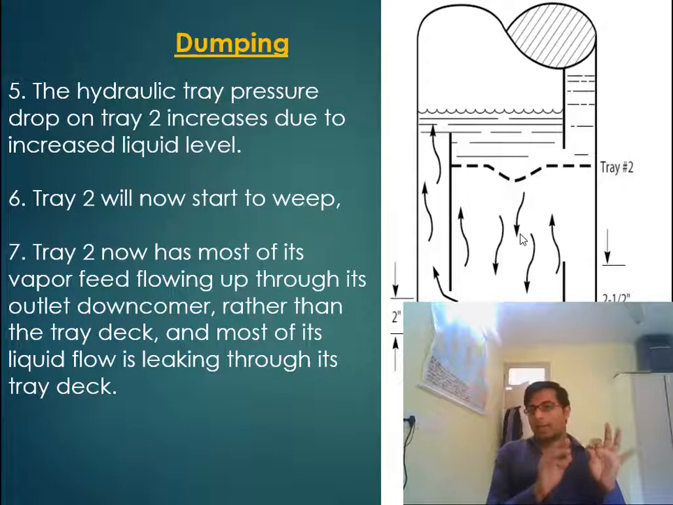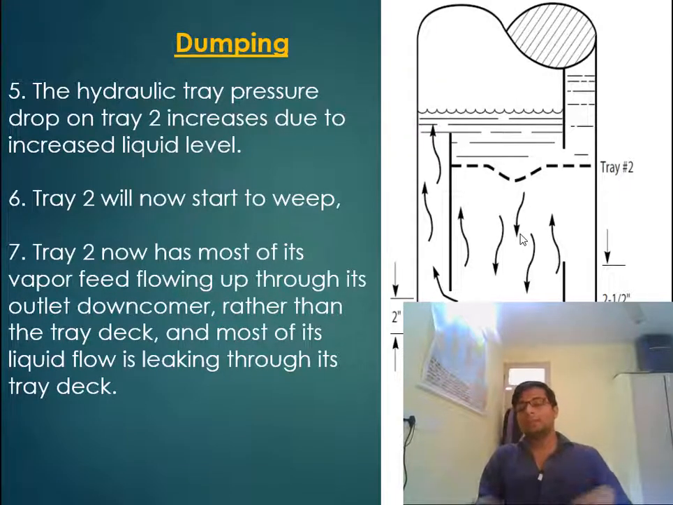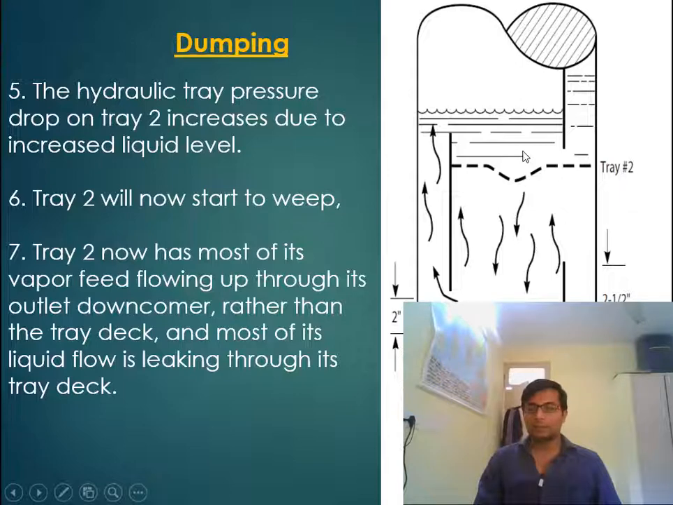Now this problem arises due to dumping, but the same problem can also arise from different mechanical problems. For example, if my tray sagged, I mean the tray is not level, some part is lower, with a higher depth, and some part has a lower depth. In that case, the hydraulic tray pressure drop at that part becomes high, and dumping will also start taking place. So in that case also the same problem arises.